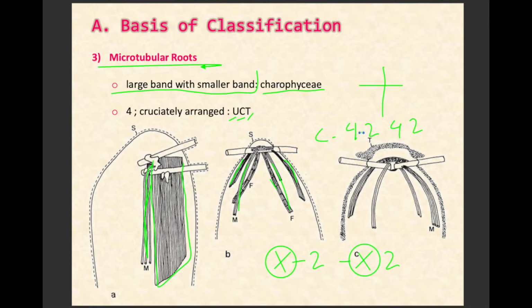Meron din naman tayo, for example, sa ating mga Ulothrix, for example, meron kang ang arrangement naman nila, di ba? 5, 2, 5, 2. Okay? So, yan. Nag-iiba-iba yung arrangement mo. But these are usually 4 microtubular roots that are arranged in cross-like patterns. So, Ulothrix, siguro na-encounter nyo na yan earlier. Si Chlamydomonas naman yung isa.